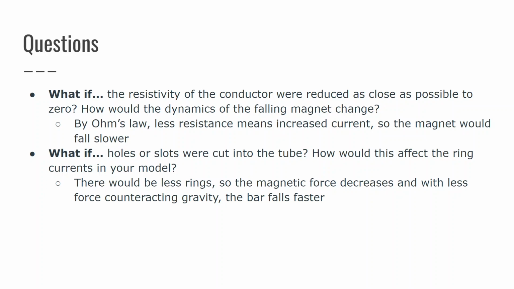And so for the discussion questions, what if the resistivity of the conductor were reduced as close as possible to zero? By Ohm's law, which we had shown before, less resistance means more induced current, so the magnet would actually fall slower as it is repelled. And then what if holes or slots were cut into the tube? So this means that there would be fewer rings, so the magnetic force decreases, and with less magnetic force counteracting gravity, the bar would fall faster. So kind of the exact opposite of what would happen if you decrease the resistivity.